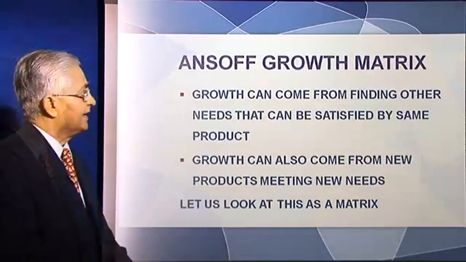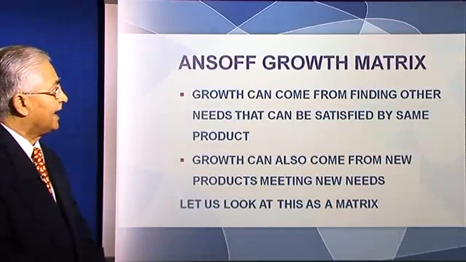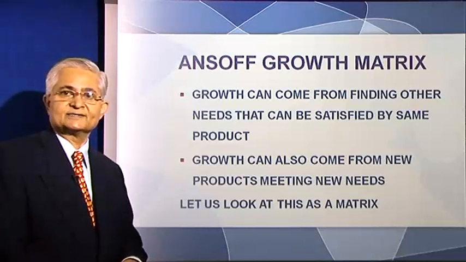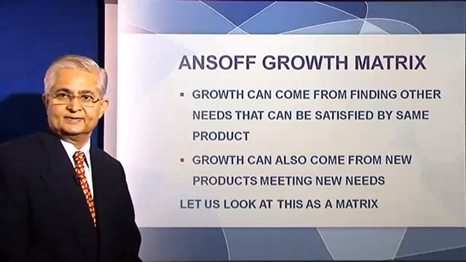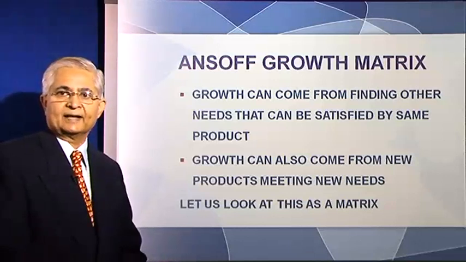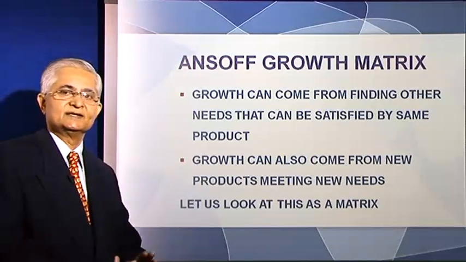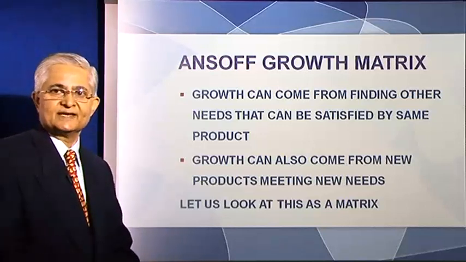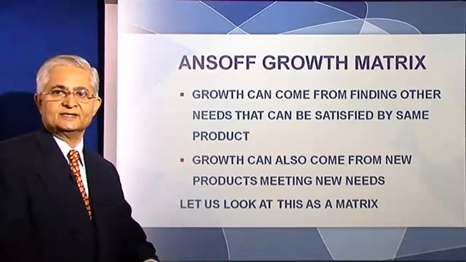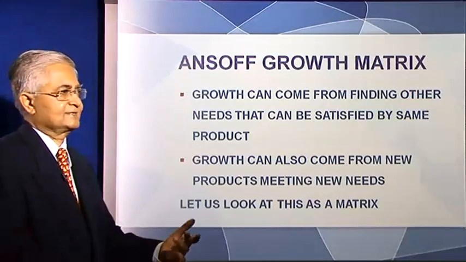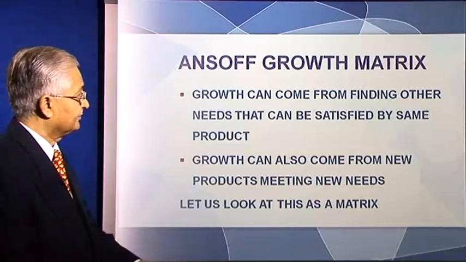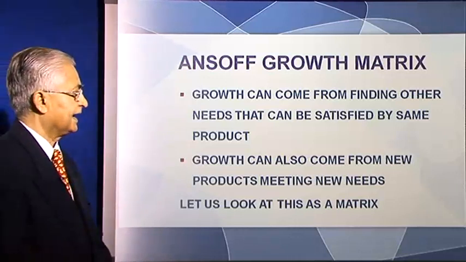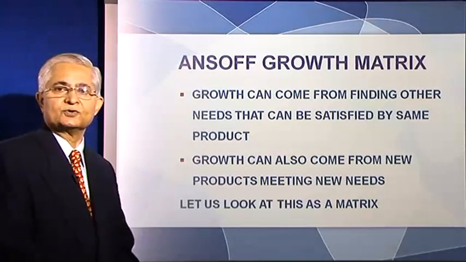The third way is if the firm can find other needs that can be met by the products that the firm makes. The firm makes certain products. Now, at the moment, those products are directed towards certain kinds of needs. If the needs can be widened and if the same product can be used for other needs, then again that's an avenue of growth. The fourth avenue of growth is where the firm looks at new products and new needs, meeting new needs altogether.